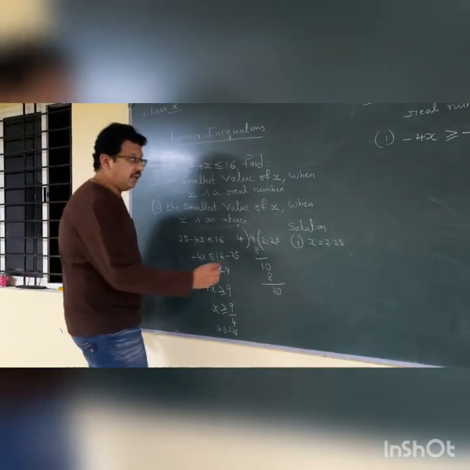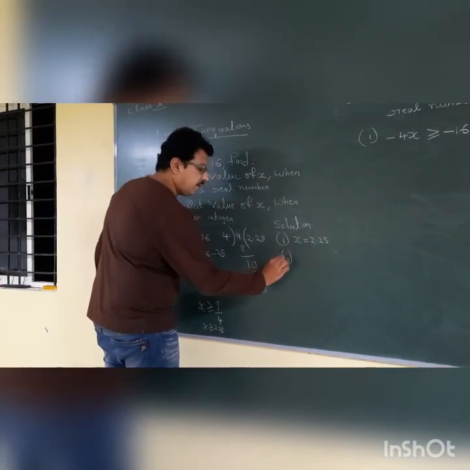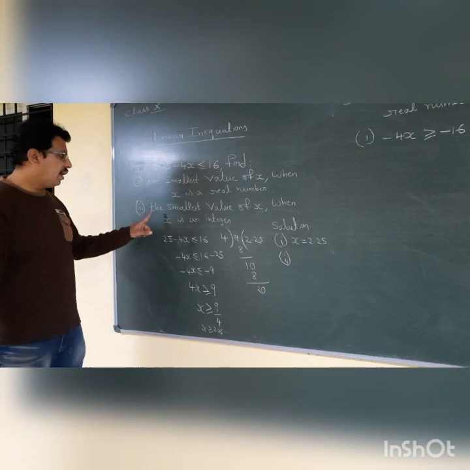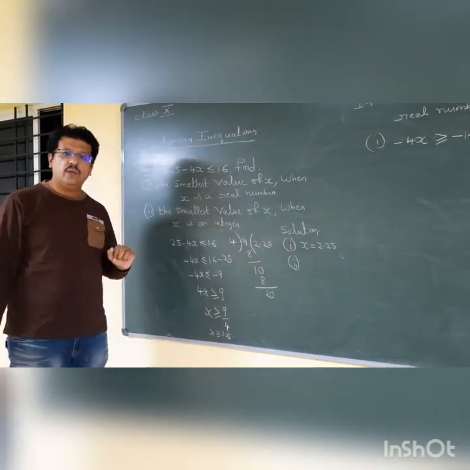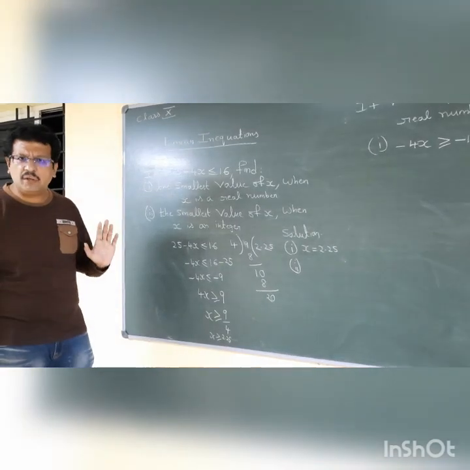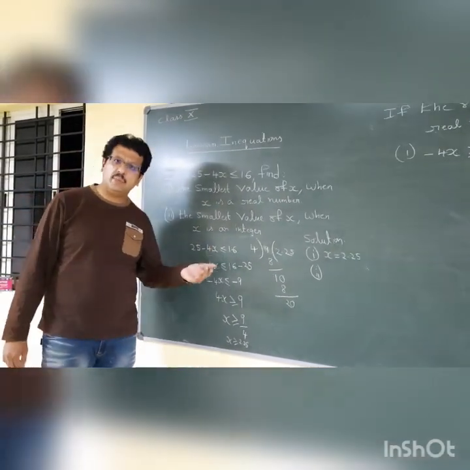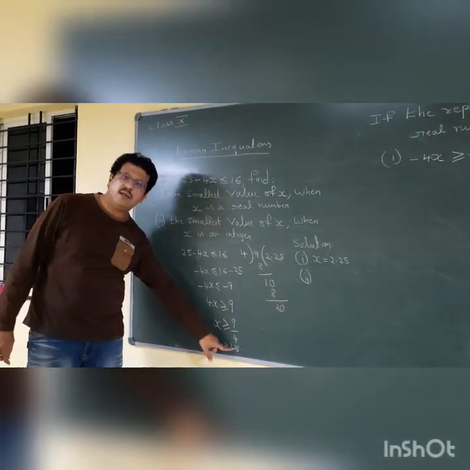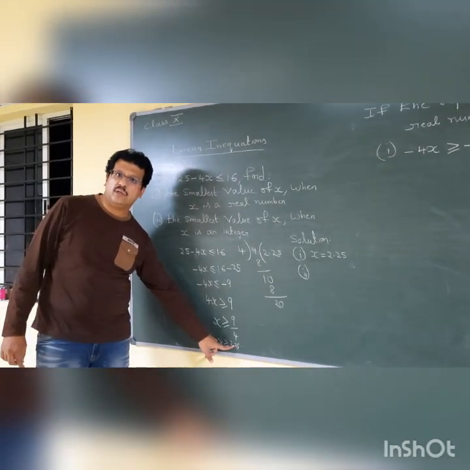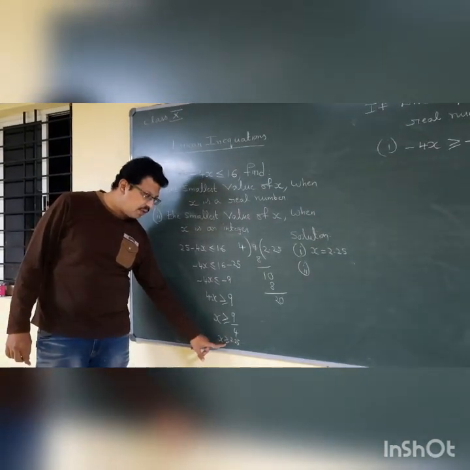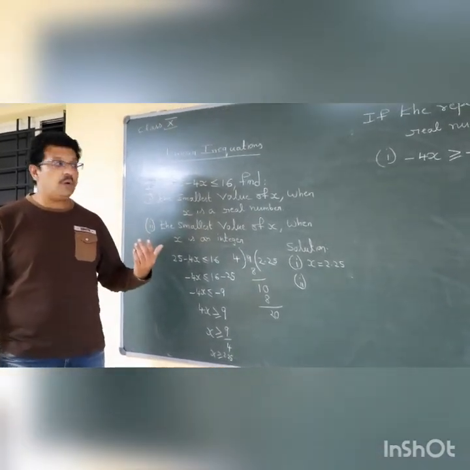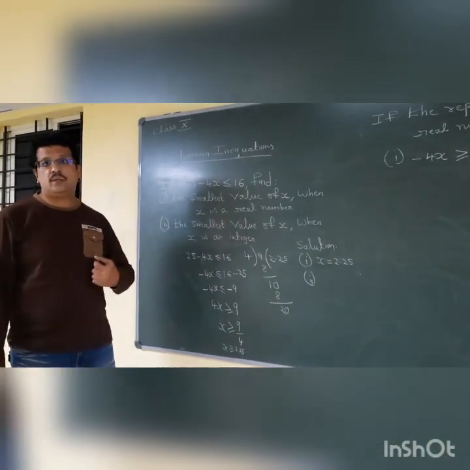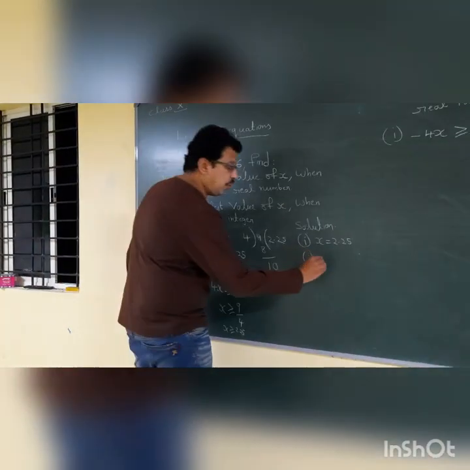So the next answer is, for the second problem, the smallest value of x when x is an integer. Integer means, all of you know very well, 0, positive numbers, negative numbers. You don't get any decimal in integers. So x is greater than or equal to 2.25, they are using greater, so greater than 2.25 means it has to be 3. 3 is the smallest number.